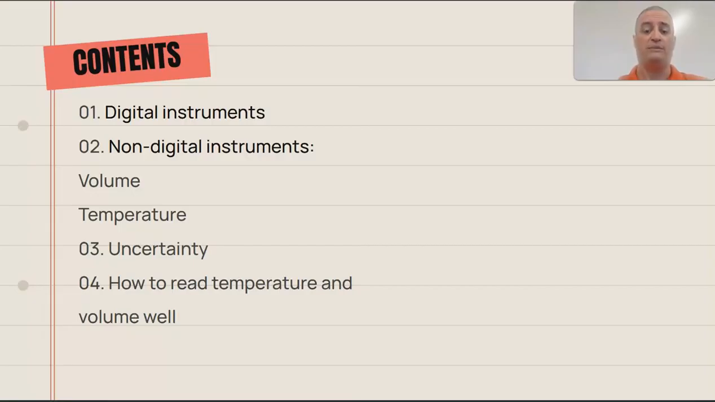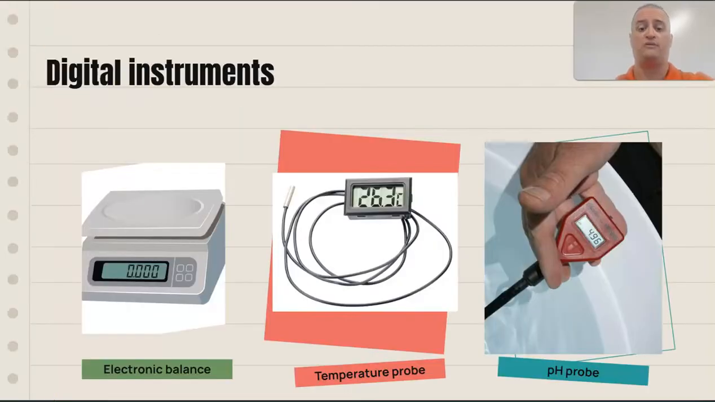So, some examples of digital instruments. We've got an electronic balance, temperature probe, pH probe. Anything that's what's called a probe would generally have a digital readout. Now, something they all have in common is they tell you exactly what the measurement is. These are the simplest. These are the easiest. There's no need to interpret it. You just write down what the instrument says.